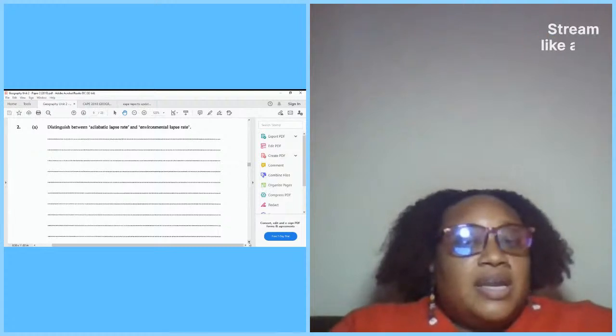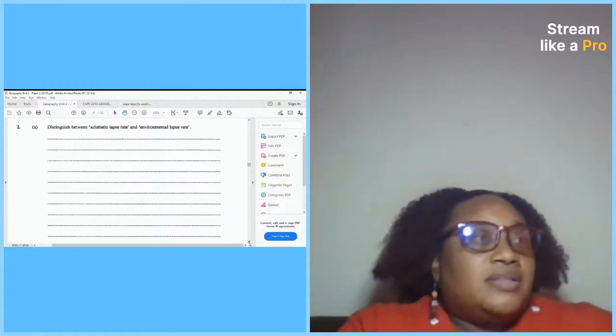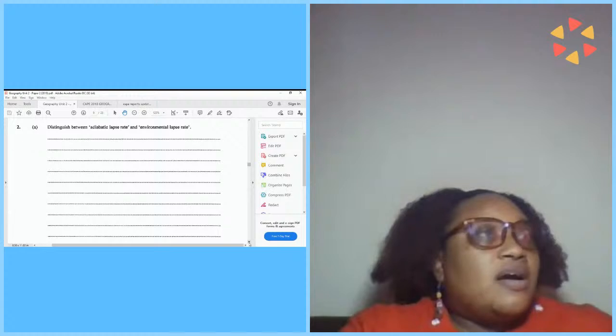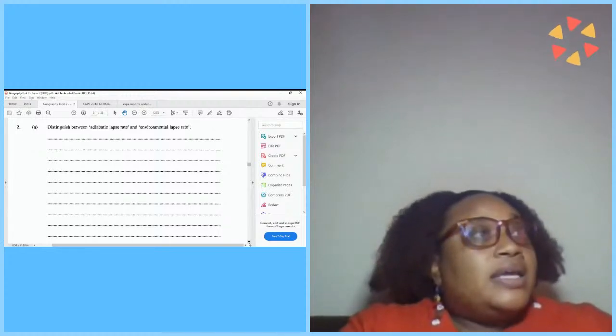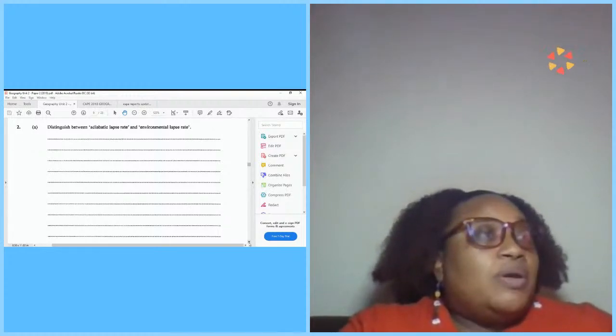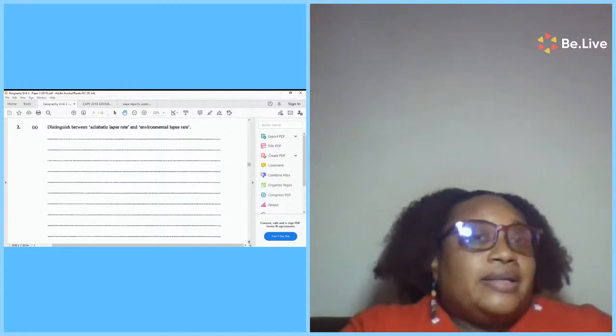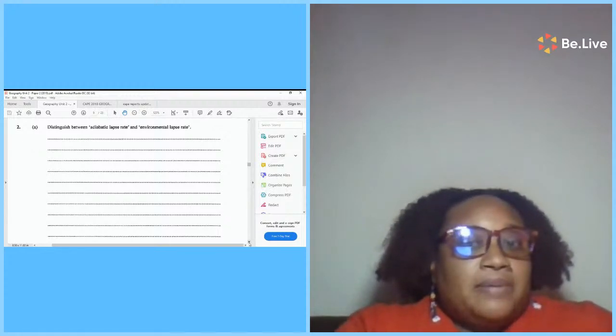When we look at lapse rate, it helps us to understand the conditions of stability and instability. What do we mean by stability and instability? Anybody know?